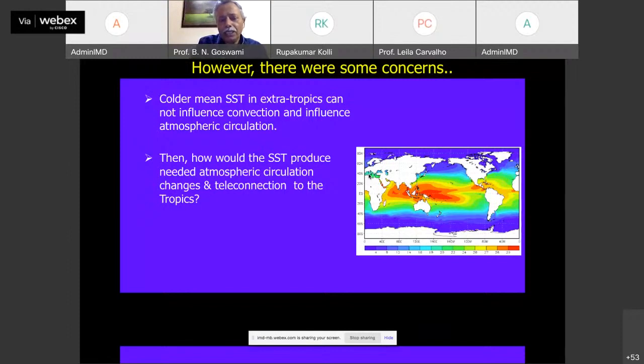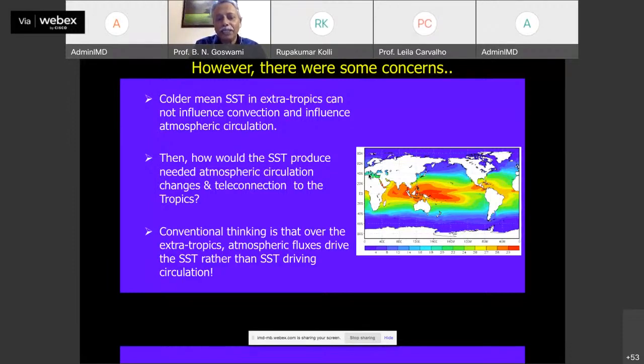Unlike in the tropics, the variation in the mean sea surface temperature over the extratropical region of the North Atlantic is much lower, and at those temperatures even a large change in SST does not change the evaporation so much, and therefore cannot influence the convection like it does over the tropics. Therefore, there is a question about that. In fact, the general thinking has been that it is not the SST that influences the circulation in the extratropics, but the circulation that affects the SST through fluxes in the extratropics.